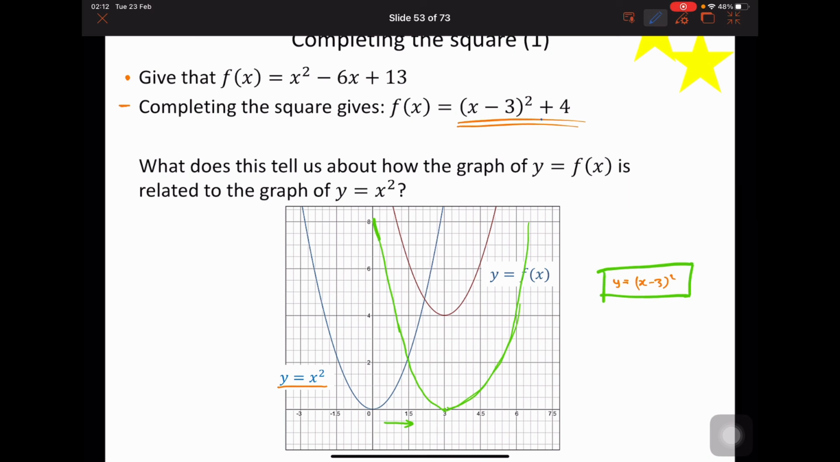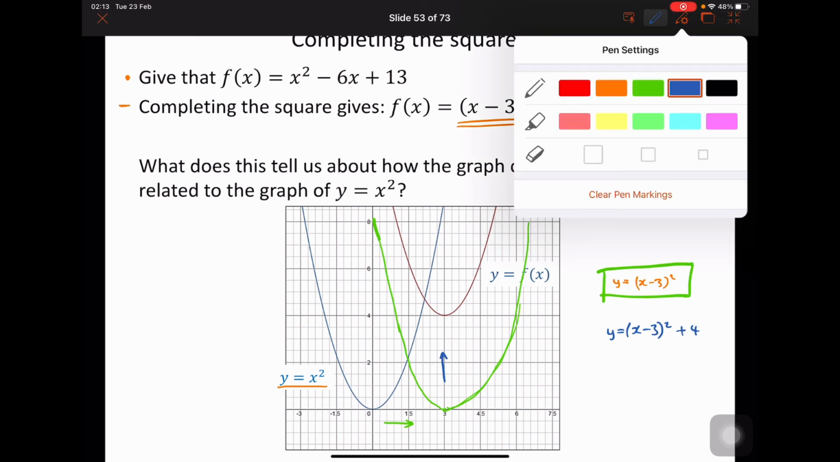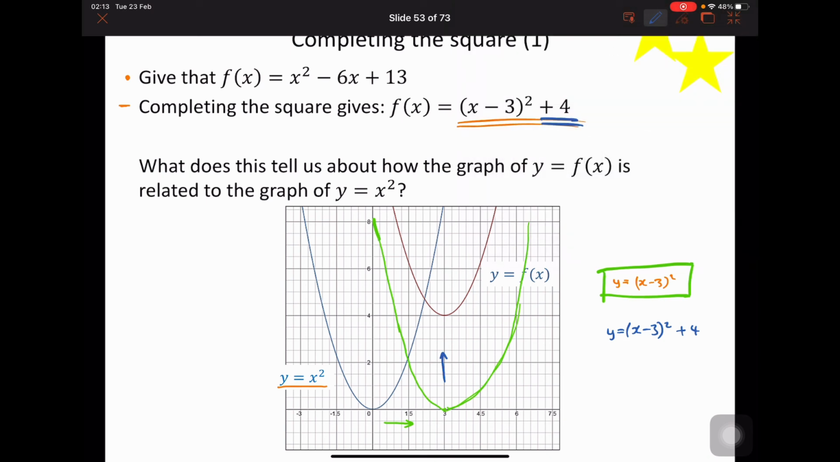Then we need to add 4. So I'm going to y equals x take away 3 squared plus 4. And so we need to shift it up by 4 spaces, and I'll just use a different color. I'll use black. So yeah, shift it up 4 spaces.